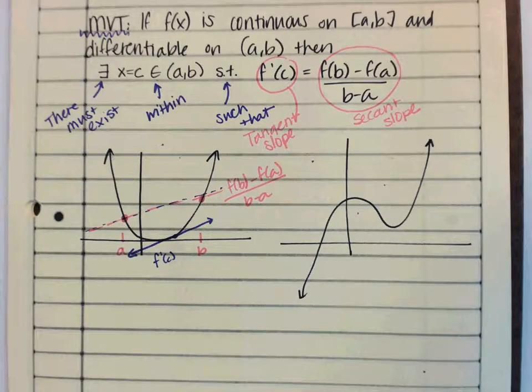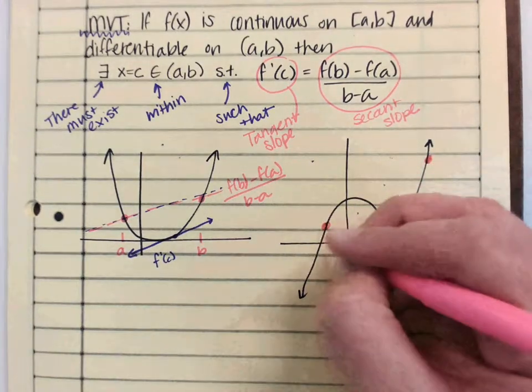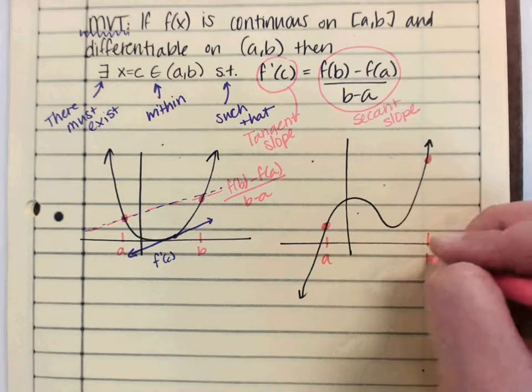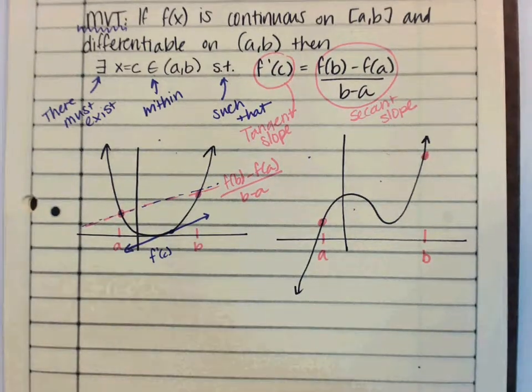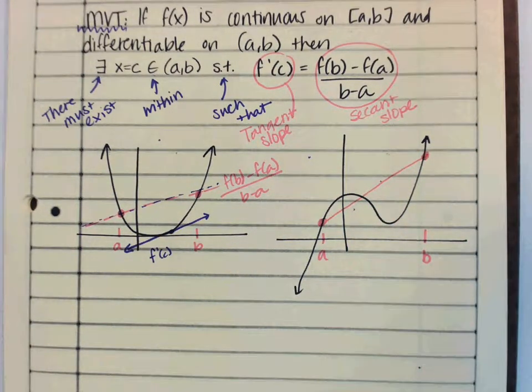Now go to your cubic graph. We're going to put A kind of low again. We'll put B kind of high again. So here's A, here's B. Connect your secant slope. So you're connecting those 2 guys together. That represents your f of B minus f of A over B minus A. That's your secant slope. How many places will the tangent slope match on the cubic graph? 2 places.